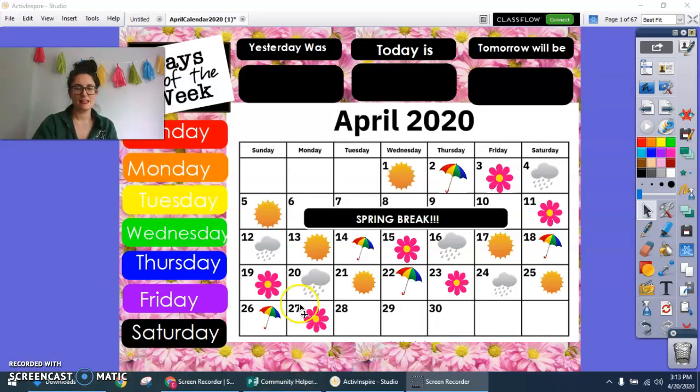All right, so as I said, it is Tuesday and I am going to find my next pattern piece. So my core is A, B, C, D, or sun, umbrella, flower, rain cloud. So yesterday I had a flower, so what am I going to have today? Good, a rain cloud, awesome. So I have a rain cloud as my pattern piece.